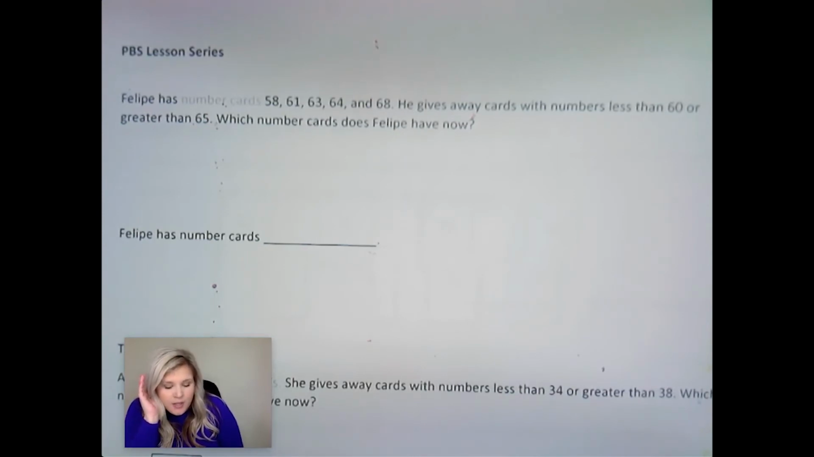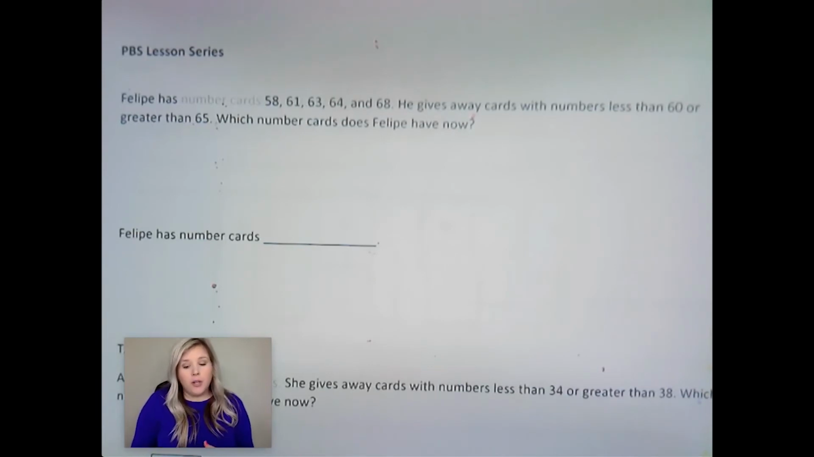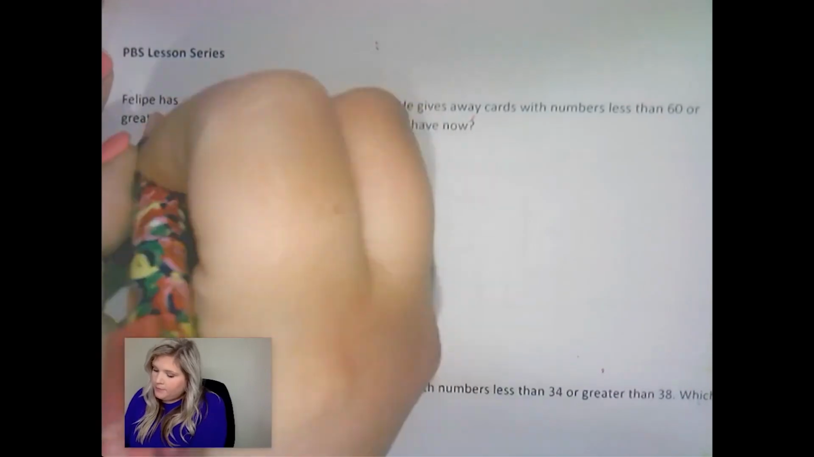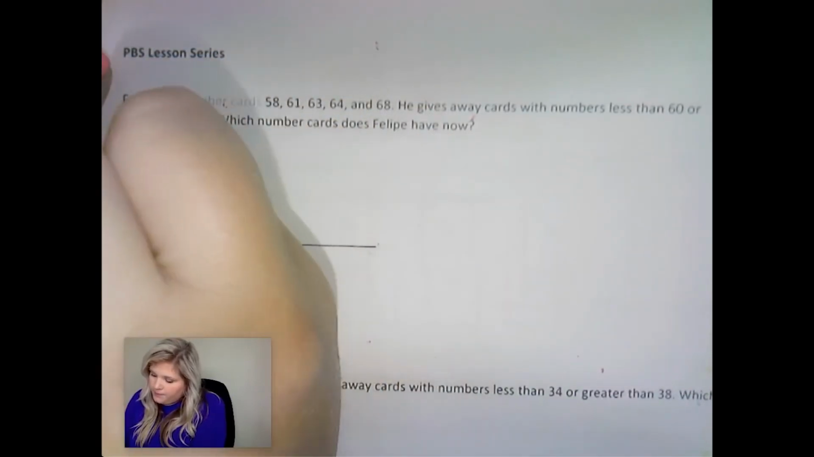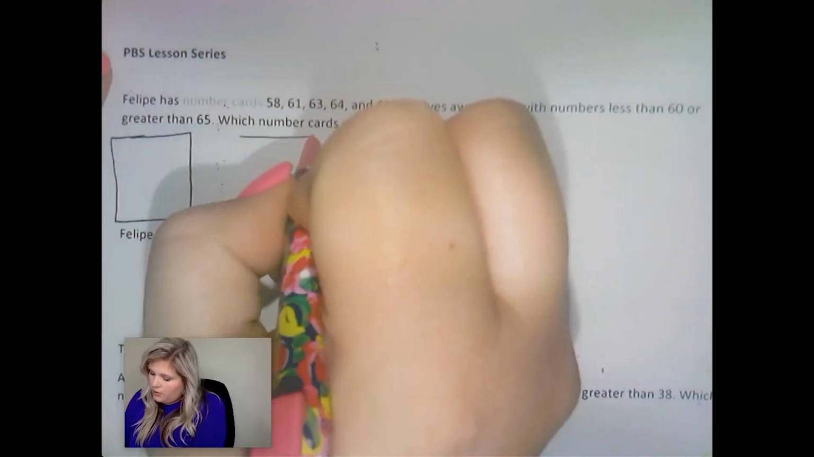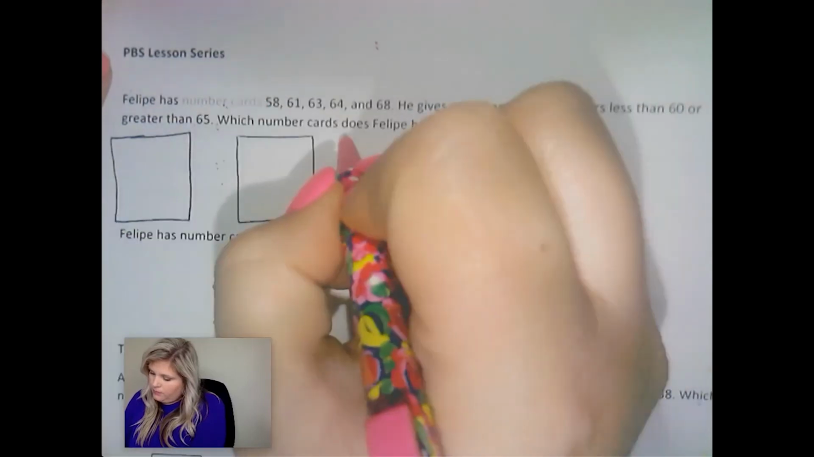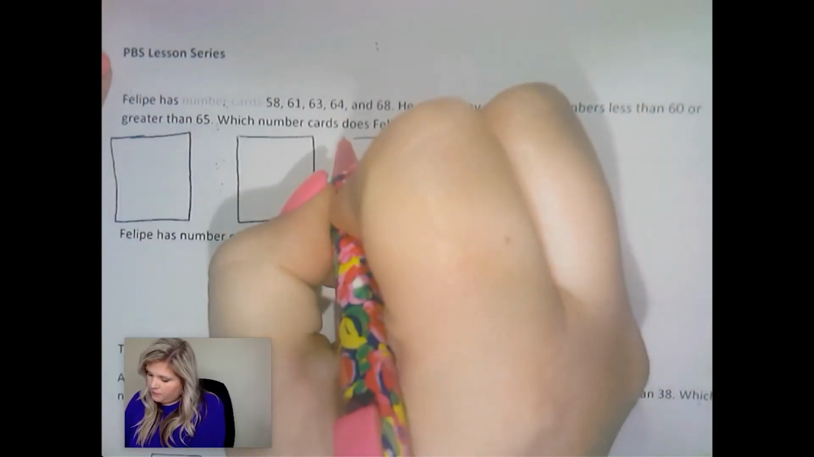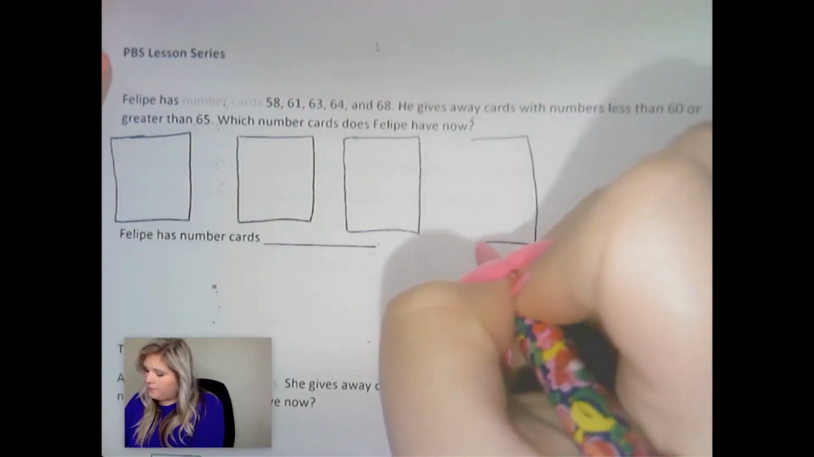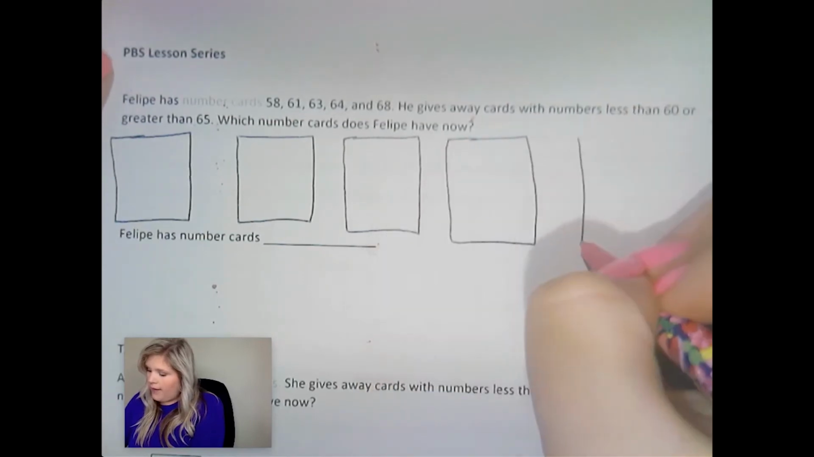I know. I can draw a model to represent the number cards that Felipe has. Felipe has 5 number cards, so I'm going to draw 5 rectangles to represent each of the number cards. 1, 2, 3, 4, 5.